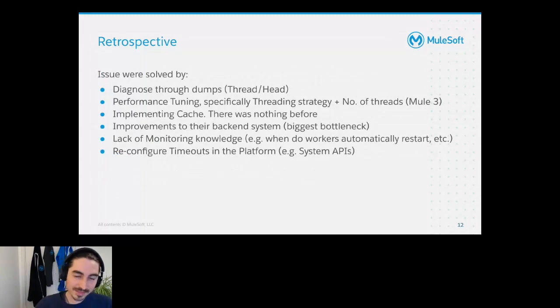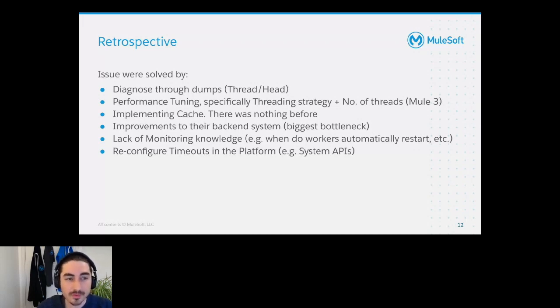In retrospect, the issues were actually solved by these 6 main points. So the first one is about diagnosing through dumps. You diagnose through a thread dump, a heap dump. You understand how the memory is working, how the Java classes are actually working in your worker, for example. You can request it through the support case if you need to.